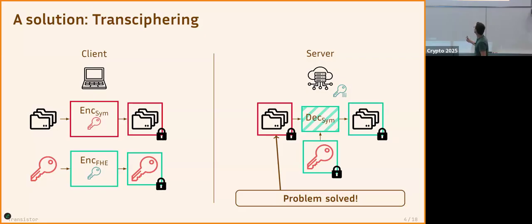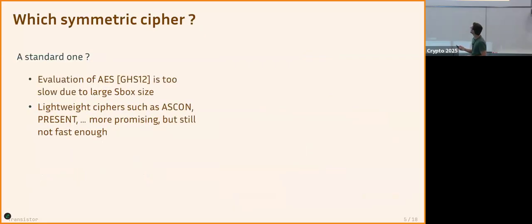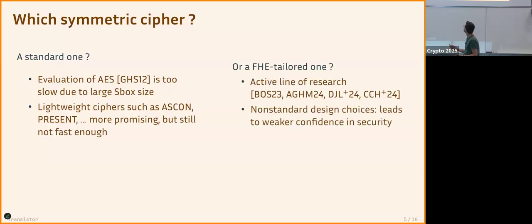But now you have a new problem, which is that this is very slow, and so you need to pick the right symmetric scheme so that everything works fast. And the thing is, you cannot use standard ciphers. For example, you cannot use AES, because all the classical ciphers that we know in the literature have not been intended to do that. And so you need to design new ciphers that are going to be efficient for this particular use case.